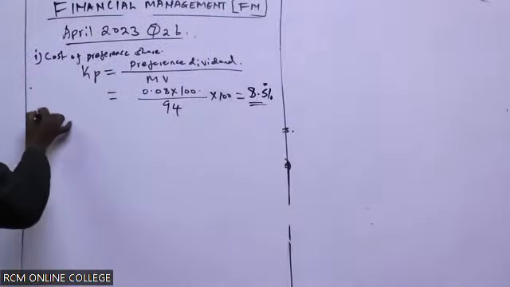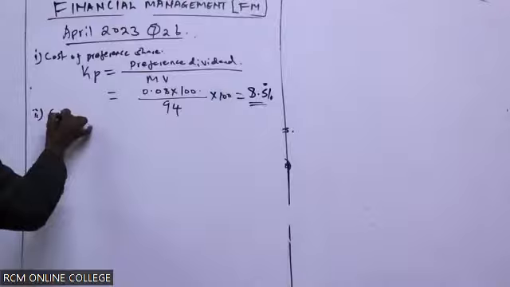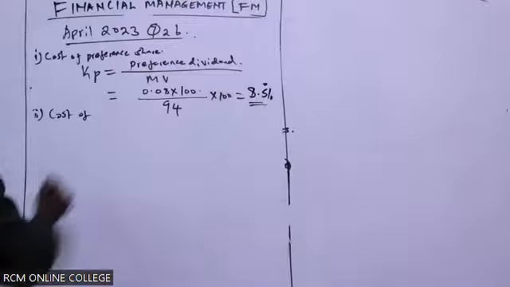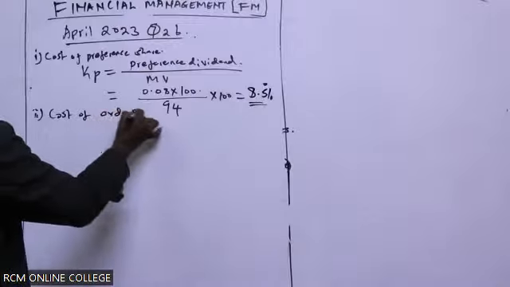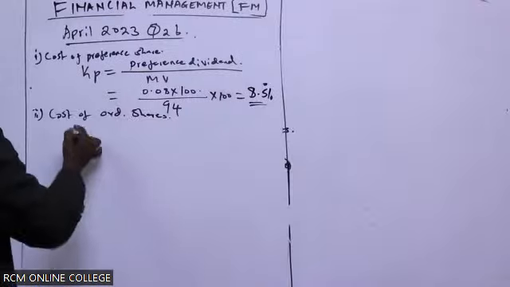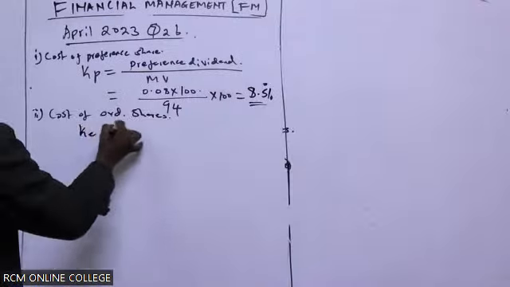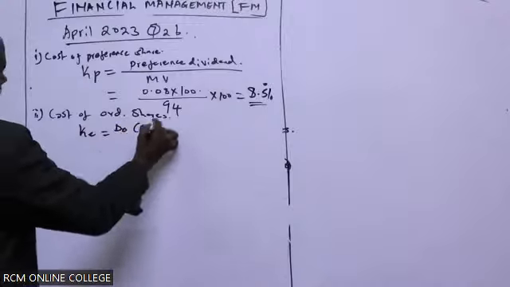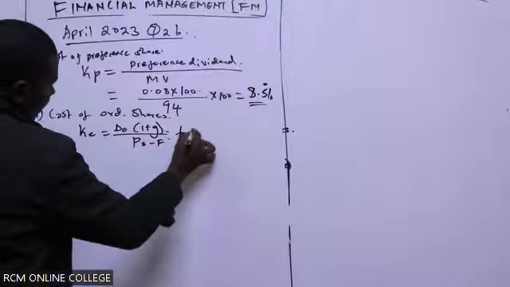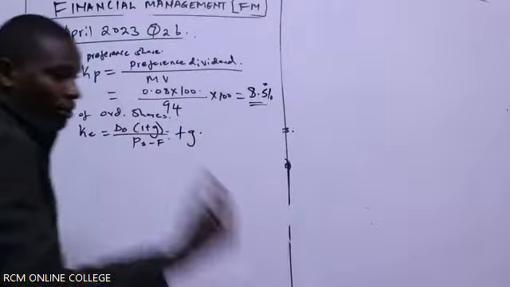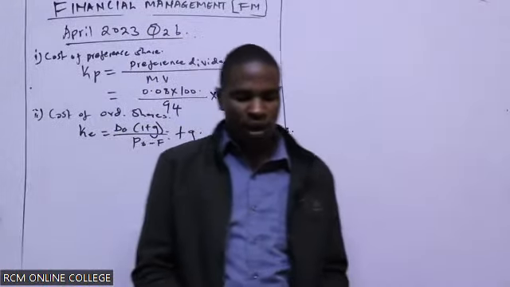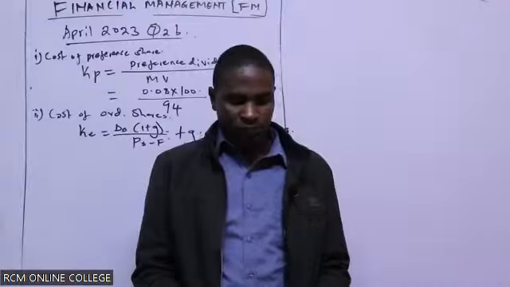We go to number 2, the cost of capital, cost of ordinary share. I know that to compute the cost of ordinary share, KE is equal to D0(1 plus g) divided by P0 minus F, plus g. Good. Now, from the question, just check. Do you have those items?